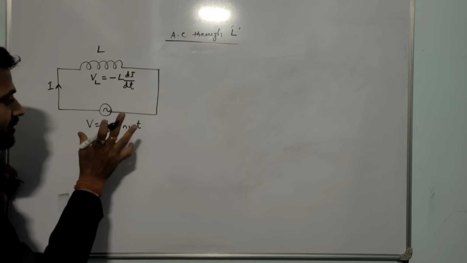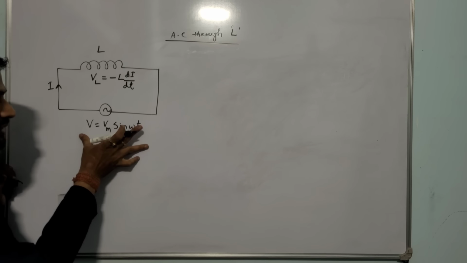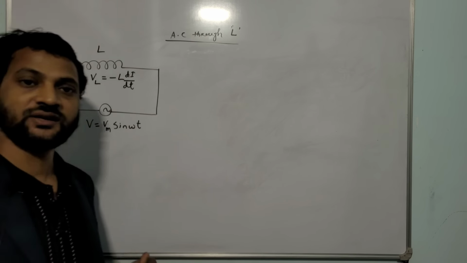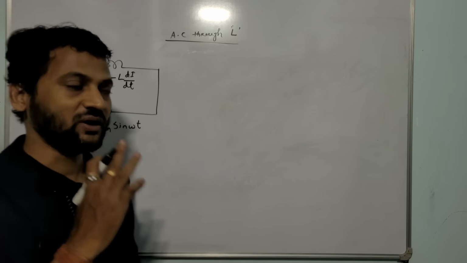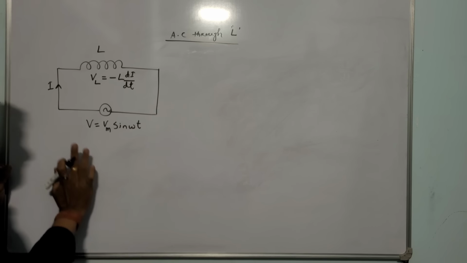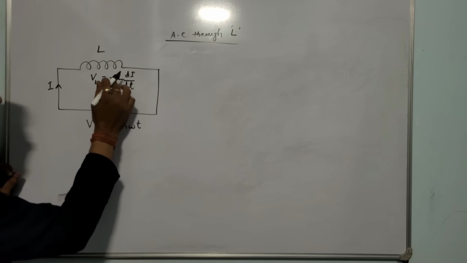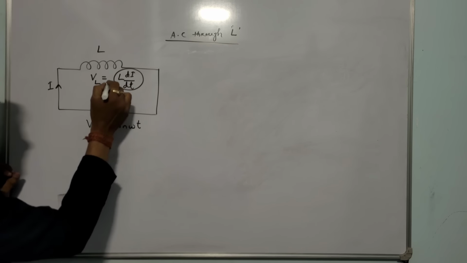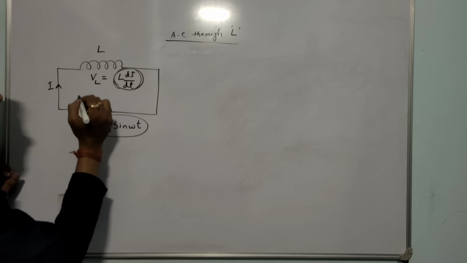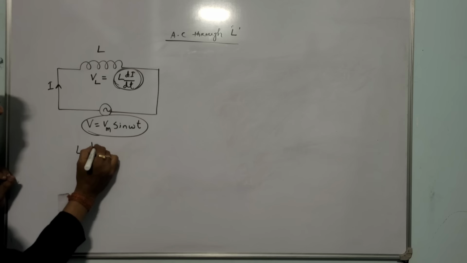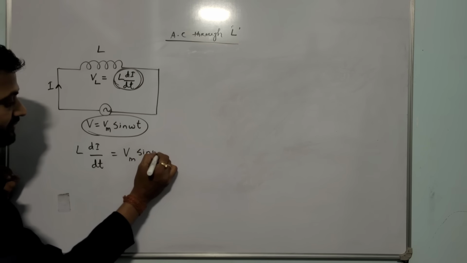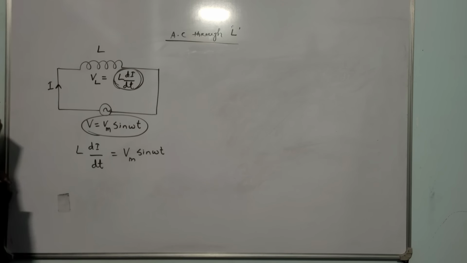Is it clear? According to energy conservation, the amount of voltage given from the supply side will be consumed here. What is voltage? It is a potential difference, that is work done per charge. As per the work energy theorem, the amount of energy received from the supply will be consumed over here. So if I take the modulus of VL, it will be L into di upon dt. As per energy conservation, this Vm sin omega t will be equal to L into di upon dt. That means I can write L into di upon dt equals Vm sin omega t, as per energy conservation.